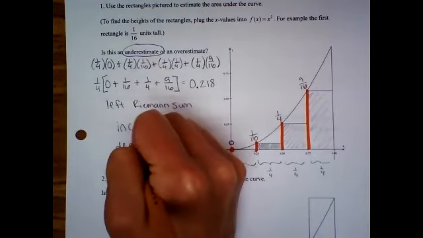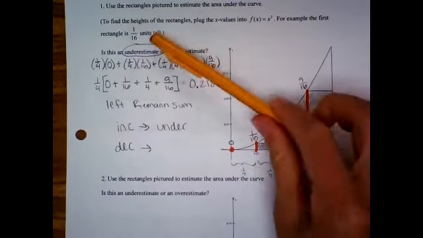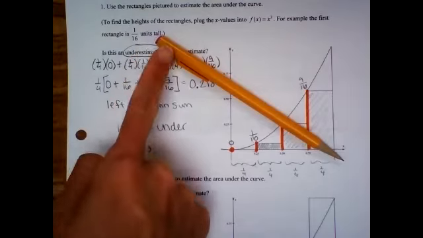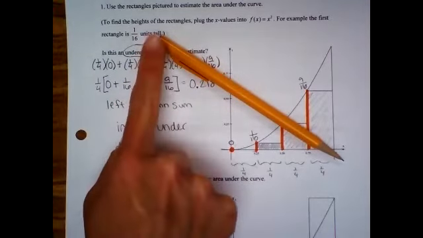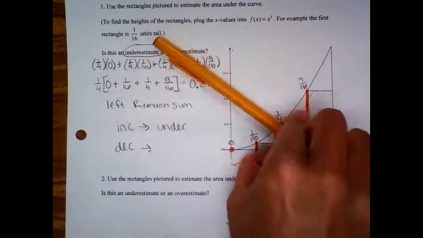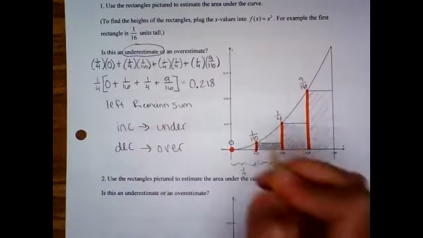Now, if we had a function that was decreasing, so I usually just set my pencil on the paper. If the function is decreasing like this, and you take the heights from the left side, that would be the further up side, so that would be an overestimate.